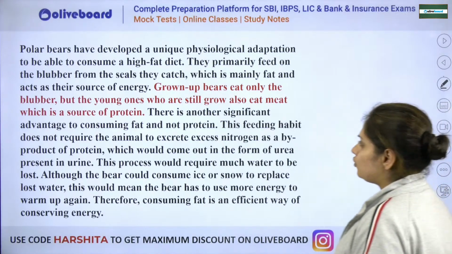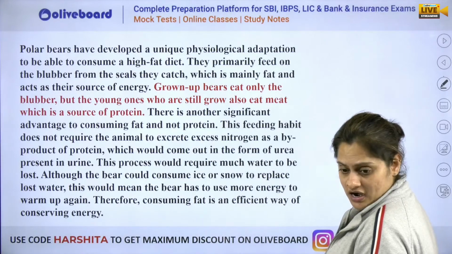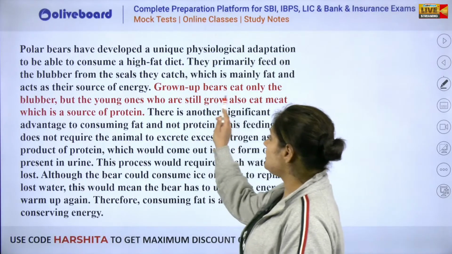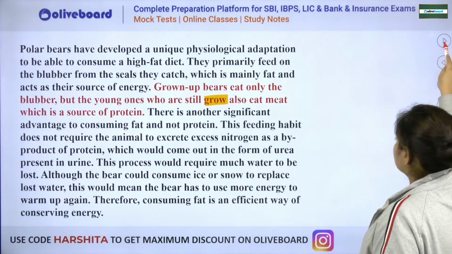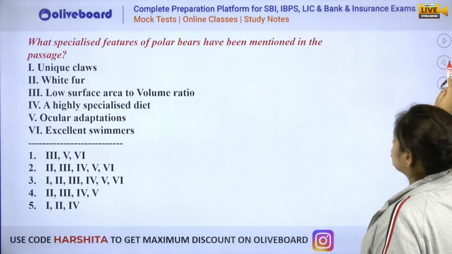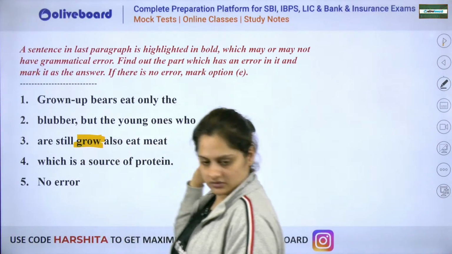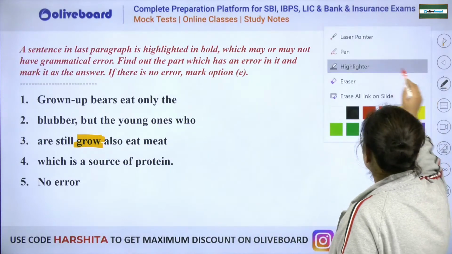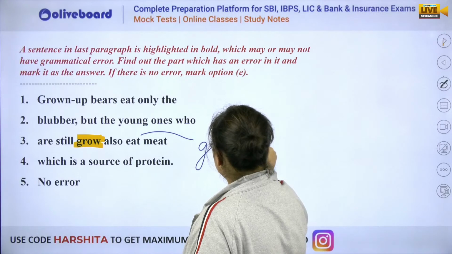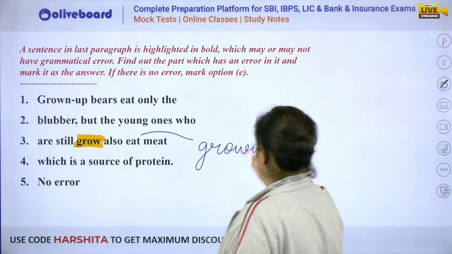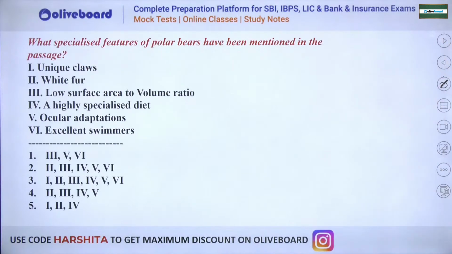While reading the passage only, you can catch the error here in this line. Grown-up bears eat only the blubber, but the young ones who are still growing. Okay, so you know your error automatically here. In this line which is highlighted, who are still growing. Okay, so basically option number 3, a very basic error. Are still means continuous form. Continuous form means ing form, growing.